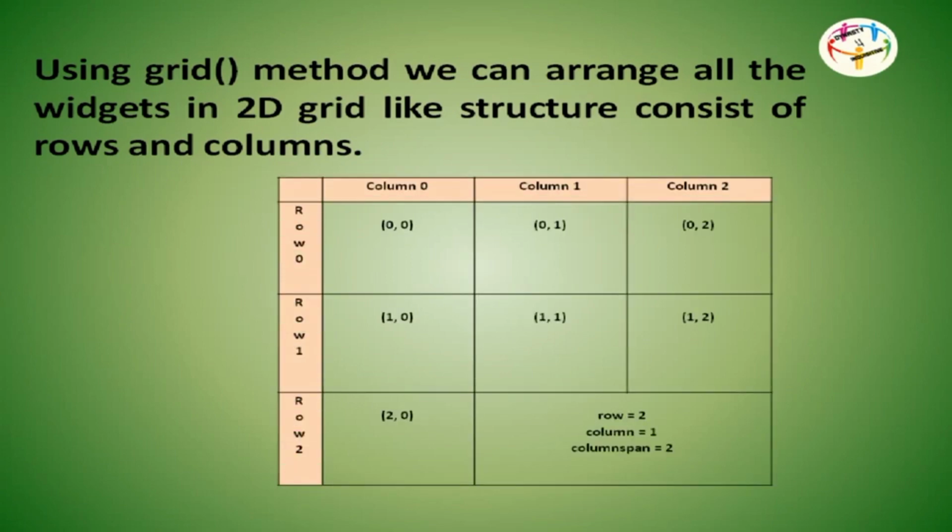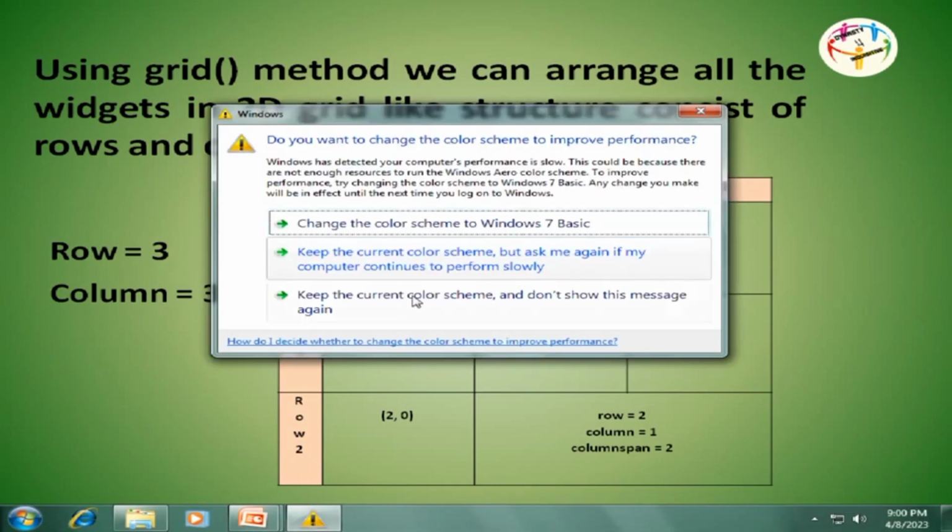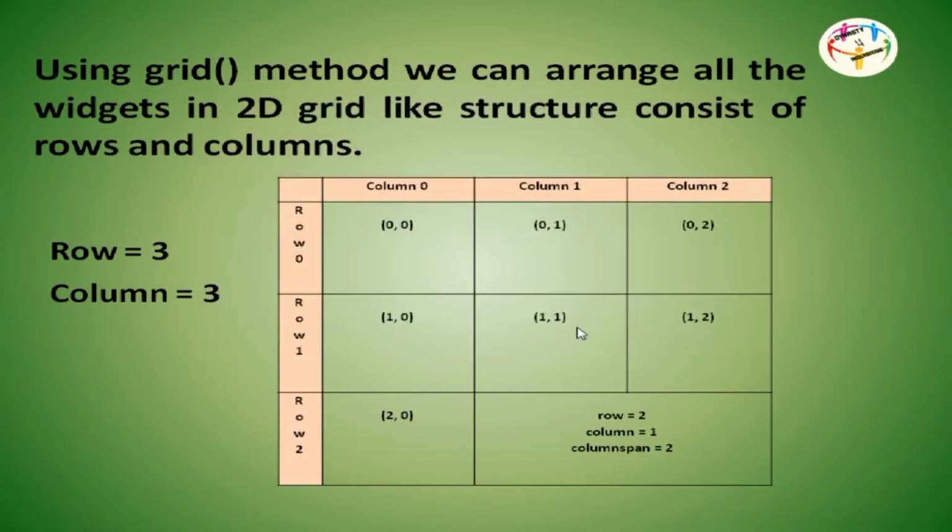So if we consider this picture, there are 3 columns and 3 rows. Column number starts with 0, and row number starts with 0 also. So the first column is column 0, then column 1, column 2, similarly row 0, row 1, row 2. The intersection point of a row and a column is called a cell. So in total there are 9 cells. The first cell is identified by 0, 0, meaning row 0, column 0. The second cell is identified by 0, 1, meaning row 0, column 1, and in this way.